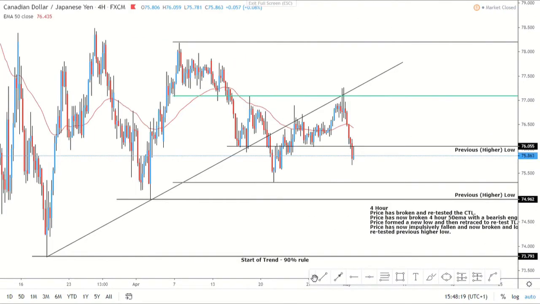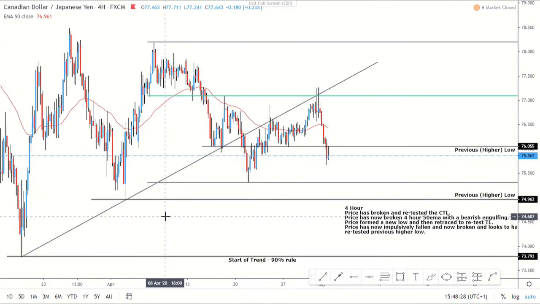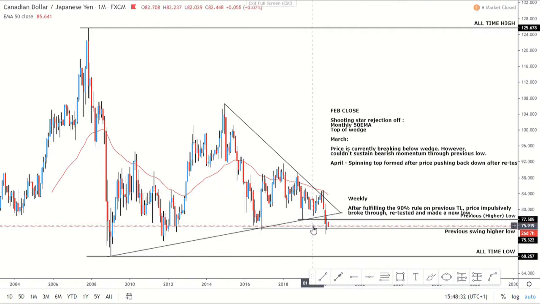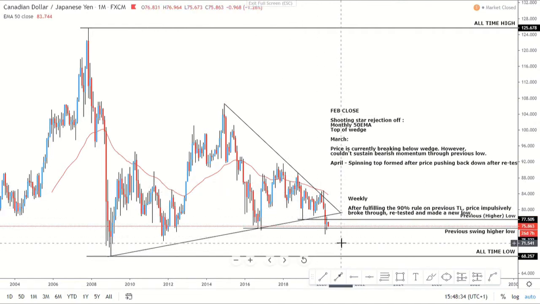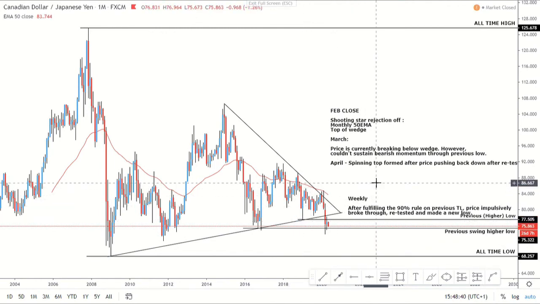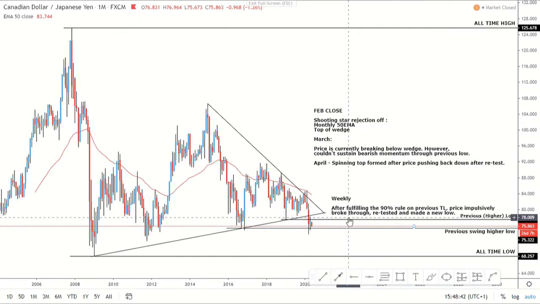Next pair is CAD Yen. So of course CAD Swiss is still in play, the one that I spoke about at the beginning, but of course there's not really room for an entry right now. So CAD Yen, go on to the monthly. We can see that we've got that wedge. We broke out of that wedge. Then we had a spinning top close for last month, so that could just be a retest of the higher low that we broke before, and now we could be looking to push further to the downside.